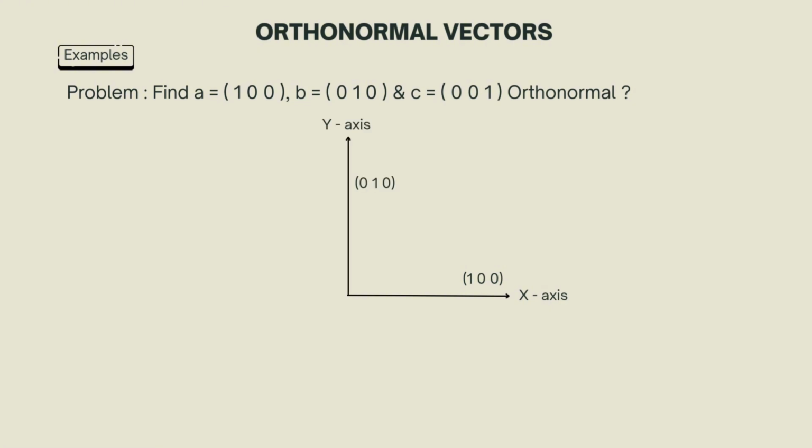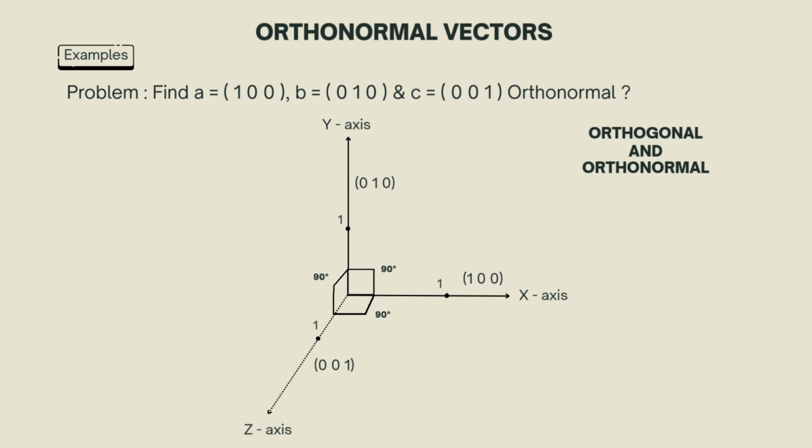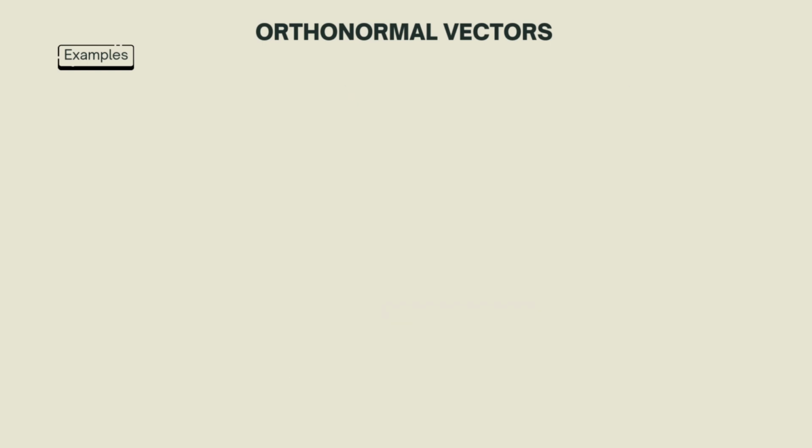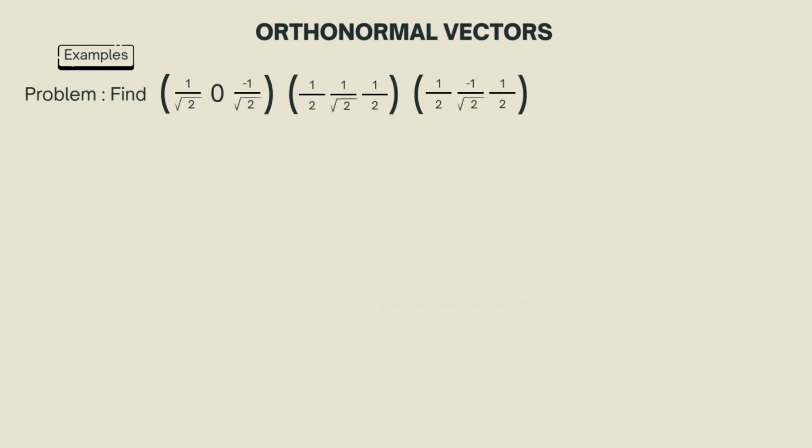The given vectors are along the x, y, and z axis respectively. The angle between any two vectors is 90 degrees, so we can say that the given vectors are orthogonal to each other, and also we can see that the length along the axis is 1 for all the three vectors, so we can say that the given vectors are orthonormal vectors. Here's another example. Find whether the given vectors are orthonormal vectors or not.